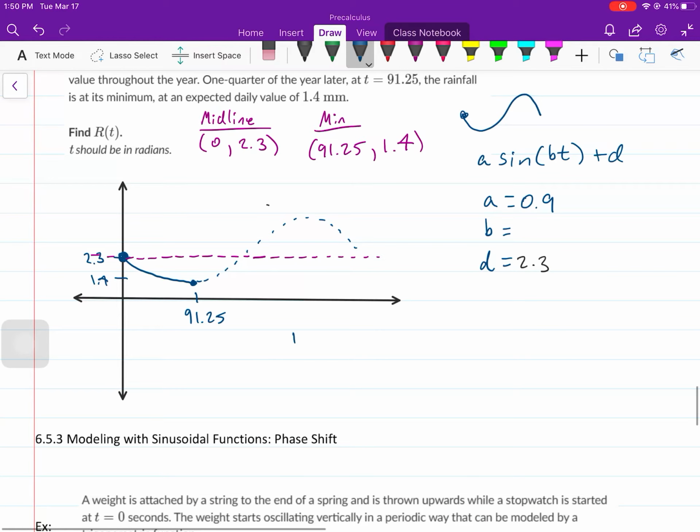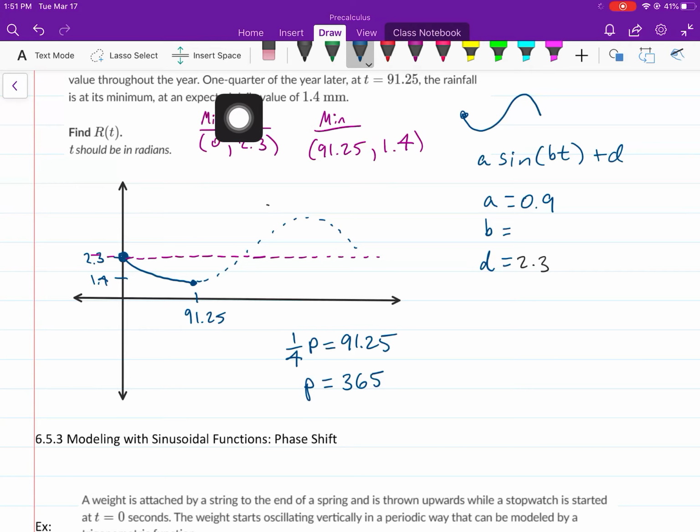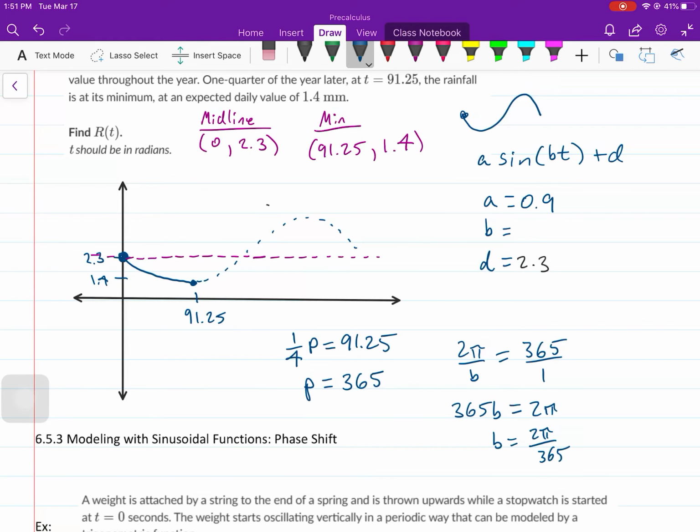So let's go ahead and figure out our period. A quarter of our period is 91.25, and that means we solve for P by multiplying by 4. We get 365. So our period is 365. That makes sense because a quarter of our period is 91.25, which would have to mean that the period is a year. So the period's 365, so for B, we set 2 pi over B equal to 365. Put that over 1, cross multiply, 365 times B equals 2 pi. So B will equal 2 pi over 365.